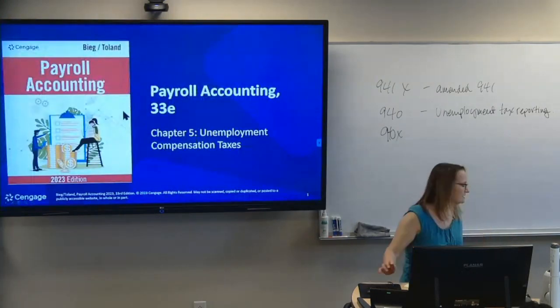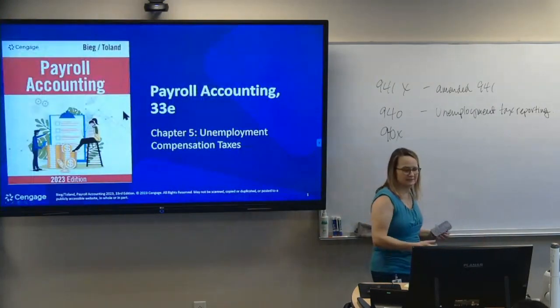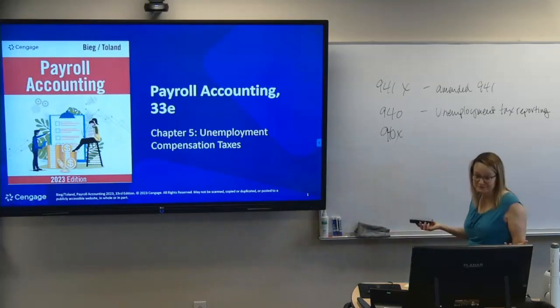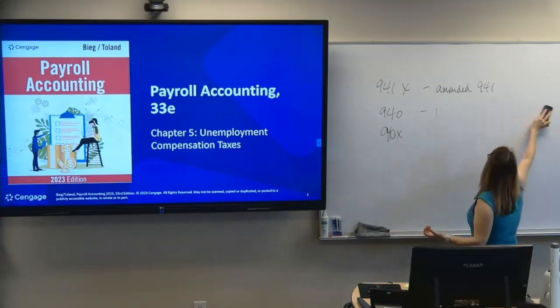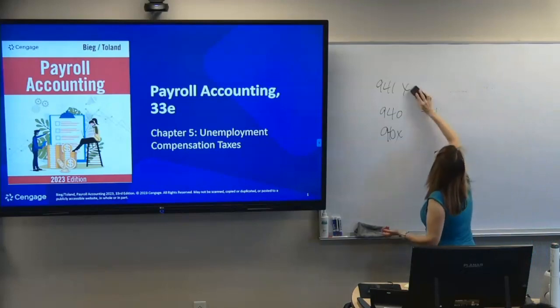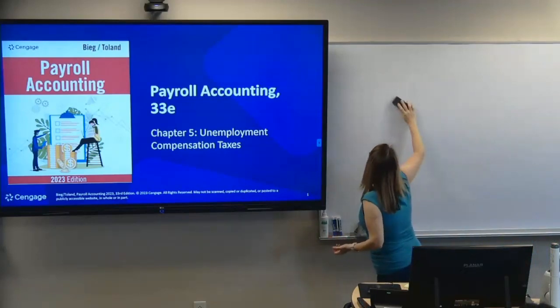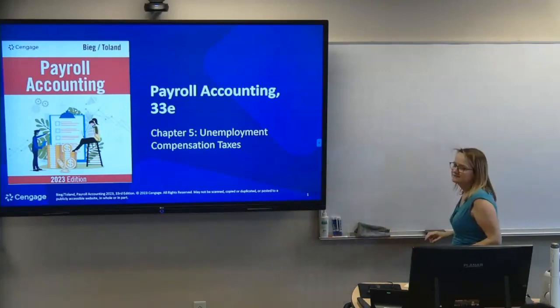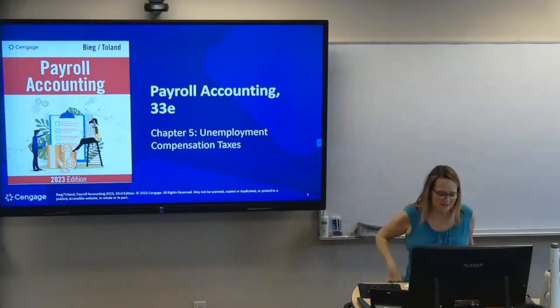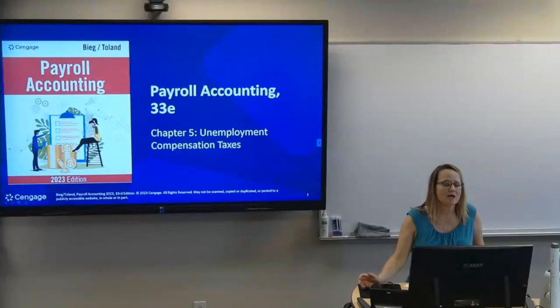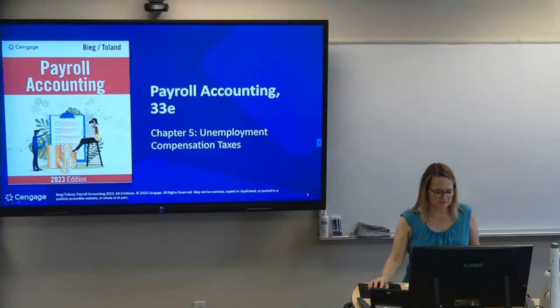All right, chapter 5. Can you believe it? We only have 2 chapters left. And then you're all going to be experts. All right. So chapter 5. This chapter covers unemployment taxes.